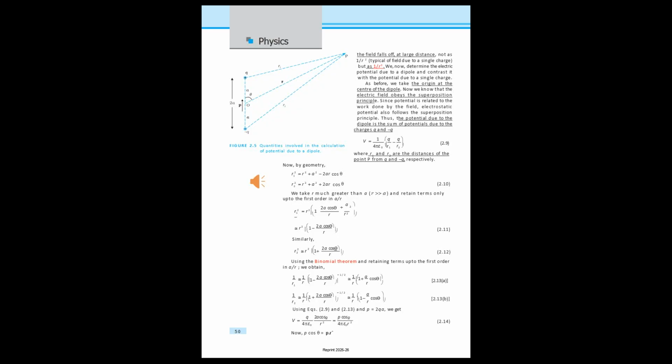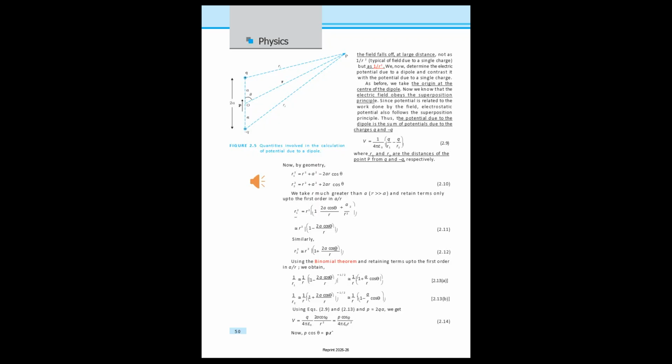That is given by the equation 2.9, where r1 and r2 are the distances of the point P from +q and -q, respectively. Now, by geometry, we get the expressions for r1 square and r2 square. If we take r much greater than a and retain terms only up to the first order in a by r, we get the equations 2.11 and 2.12. Using the binomial theorem and retaining terms up to the first order in a by r, we obtain the equations for 1 by r1 and 1 by r2.